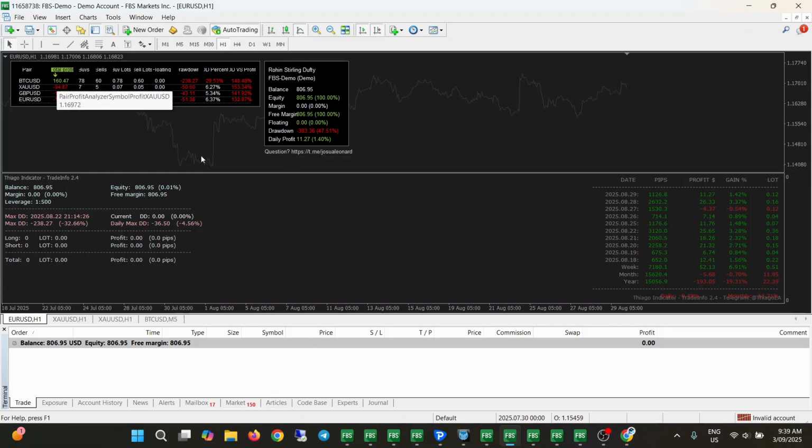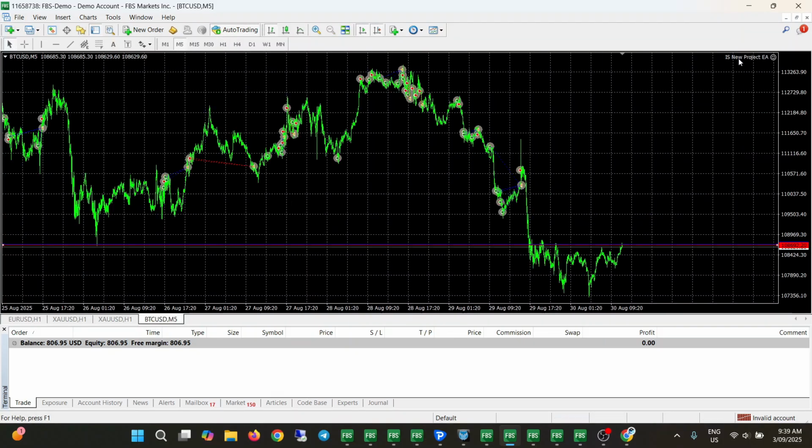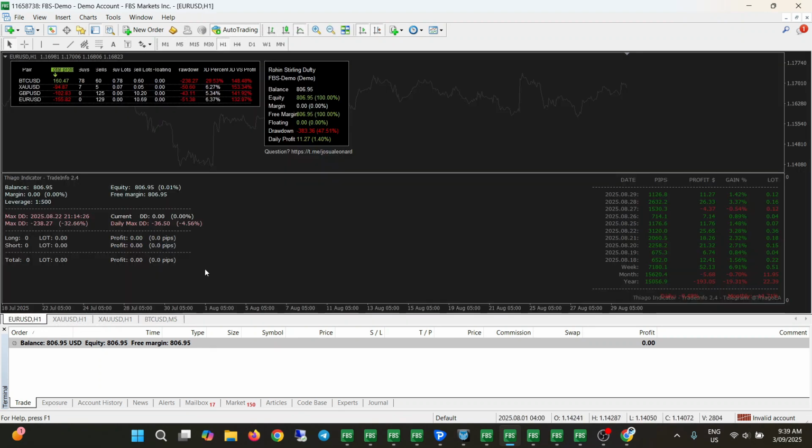But yeah, if it wasn't for all these losses here, I think his new project would have been really good, and it does trade a lot. It does make around about $20 to $30 a day on 0.01 lots, but you need a big account or a lot of leverage to trade Bitcoin with, and with FBS you can do that.